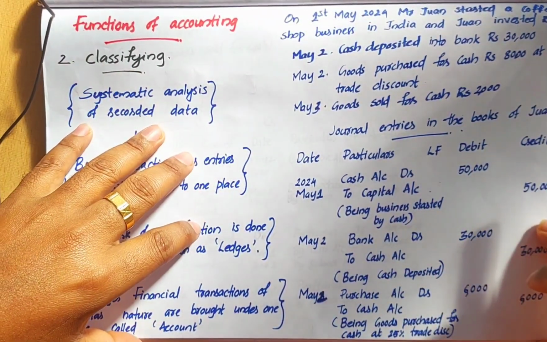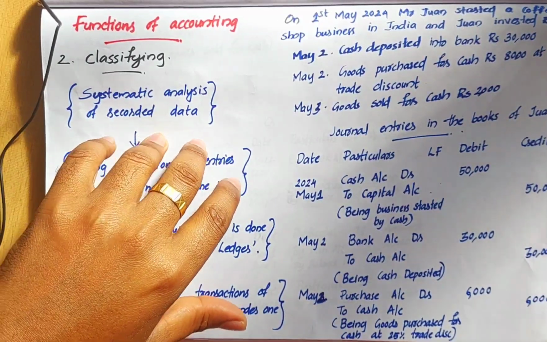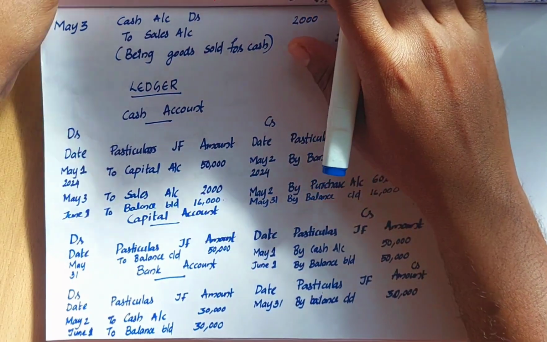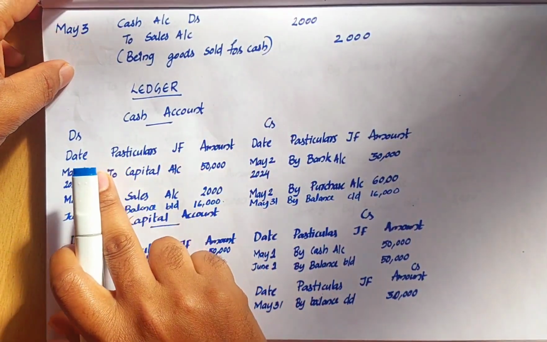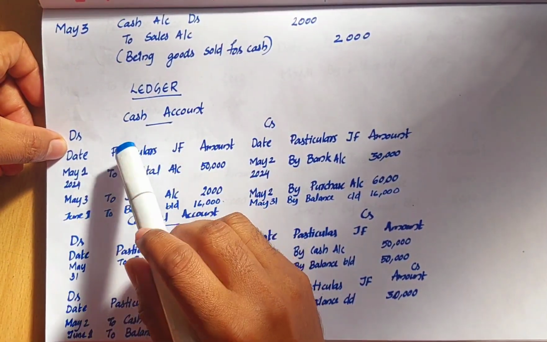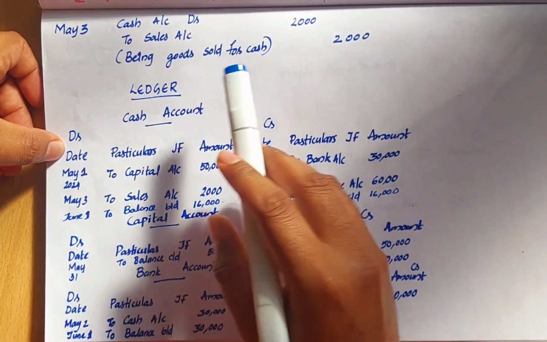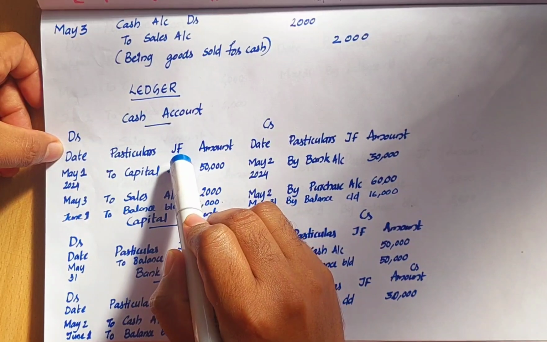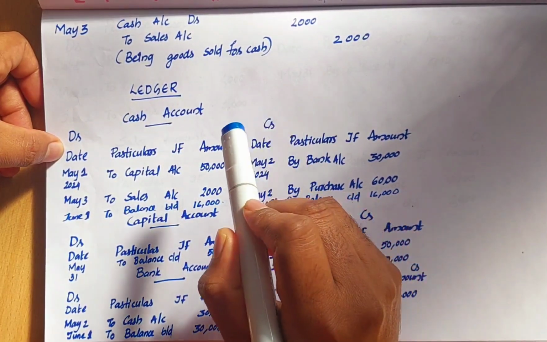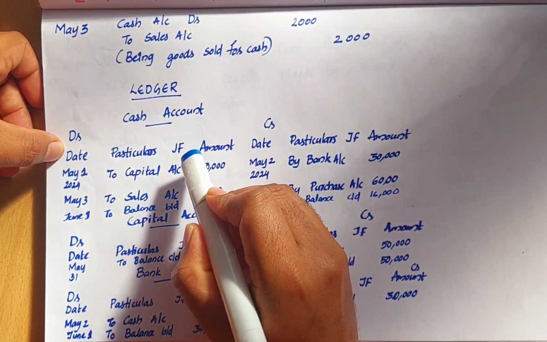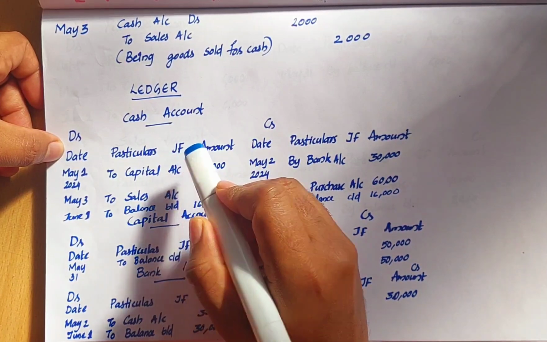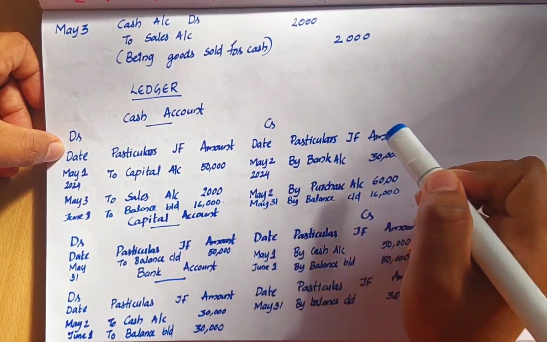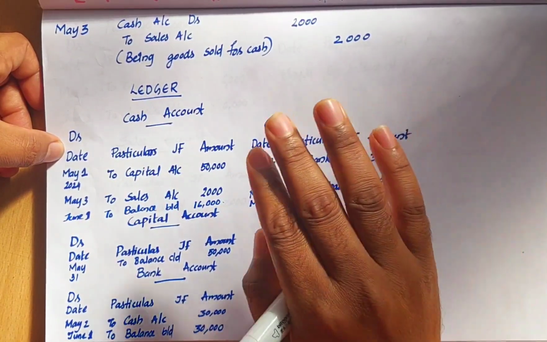Okay, cash related transactions we will be checking here. Before that, what is the format for ledger? That also we will analyze here. Debit on one side and credit on another side. Date, particular, journal folio. In journalizing it was ledger folio, but here in ledger it will be journal folio, and amount. Then on the credit side, date, particular, journal folio, amount. The same we are including here.